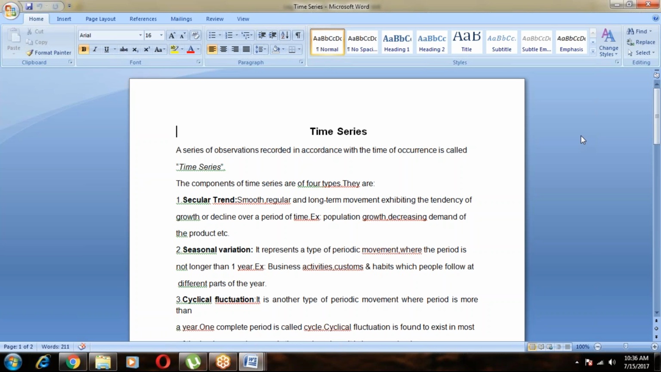Seasonal variation, what is it? It's a periodic movement. It depends on customs and habits, right? So the demand for umbrellas increases in the rainy season, not in winter. In summer the demand for AC increases. So this is seasonal variation, and obviously here the time period is not more than 1 year.